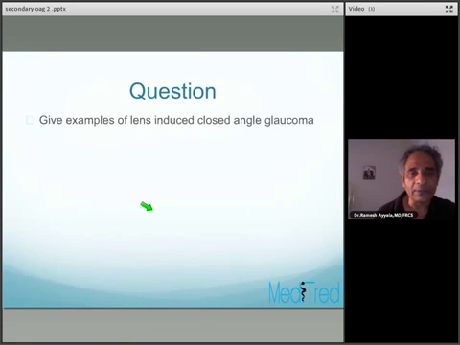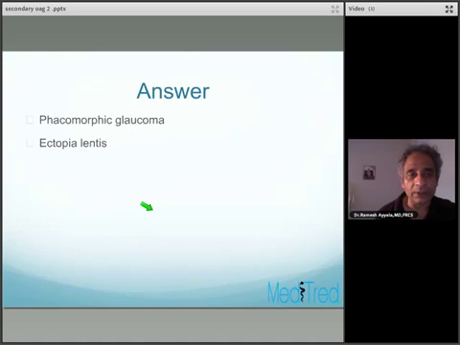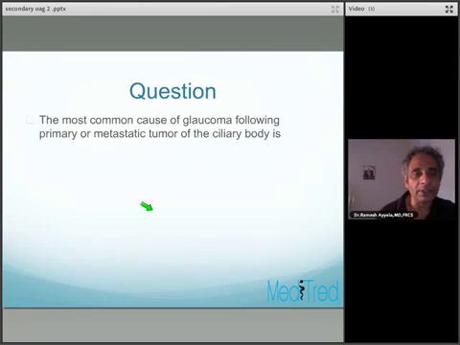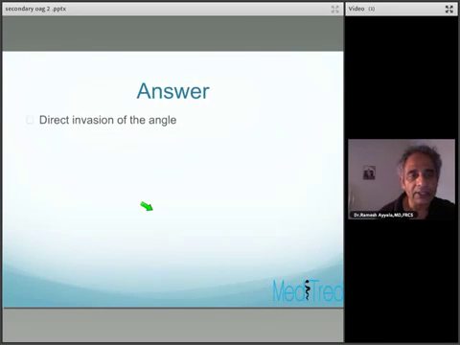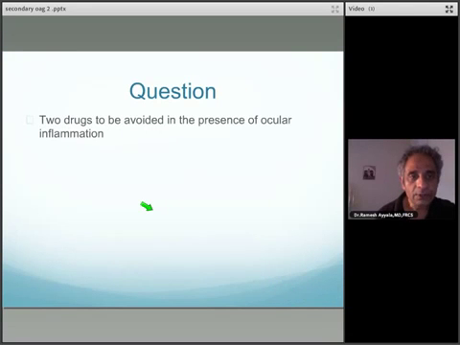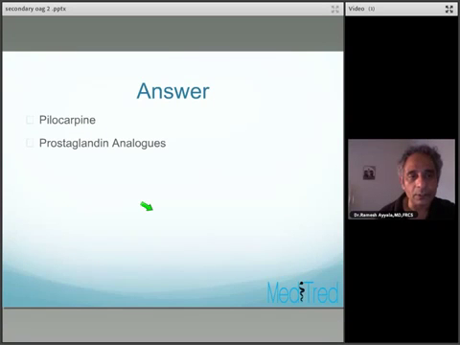Again, give examples of lens-induced closed-angle glaucoma. These include phacomorphic glaucoma and ectopia lentis. Again, I would suggest for everyone to review the excellent talk given by Dr. Sandra Johnson. It's available on our website on this topic. The most common cause of glaucoma following primary or metastatic tumor of the ciliary body is a direct invasion of the angle structures. Two drugs to be avoided in the presence of ocular inflammation: pilocarpine and prostaglandin analogs.